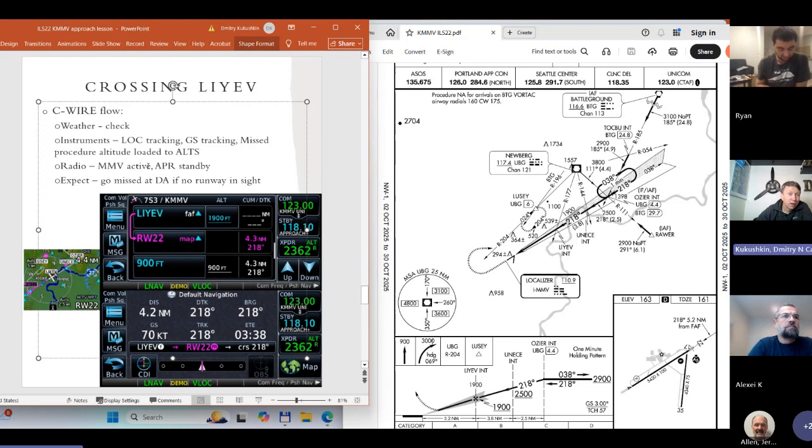Radios. You probably are talking to McMinnville by now, and put approach in standby, because when you go missed, you go right back to approach. What do you expect? Well, the good way of flying an approach is to expect a go around. So you expect to go missed at decision altitude if no runway in sight, and if you get to land, well, that's a great bonus. I hear that keeps a lot more people alive than the other way around.